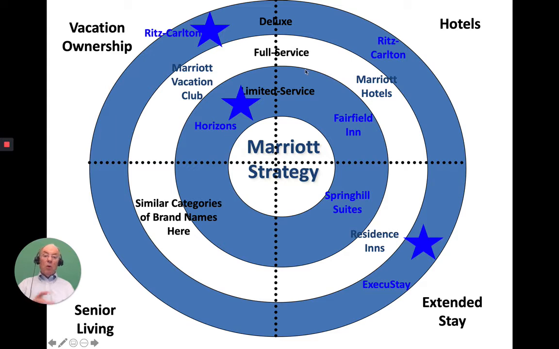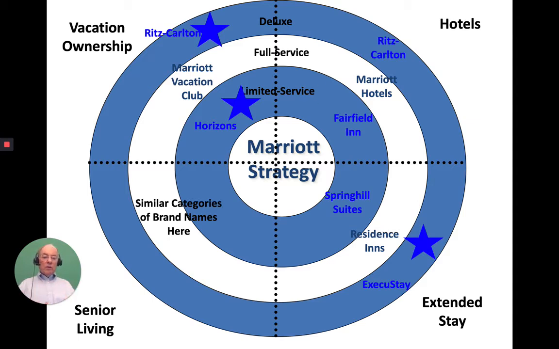Now they have many more properties than what you see in this example, with the combined product they have today. But you have on the deluxe side in hotels, Ritz-Carlton. Today it's Ritz-Carlton, St. Regis, the Luxury Collection, and so on. They have a number in that category. Then you have your full service hotels, where they began, with the Marriott Hotels operations, or Sheraton might also be in that category. And then you have the limited service, the Fairfield Inn.